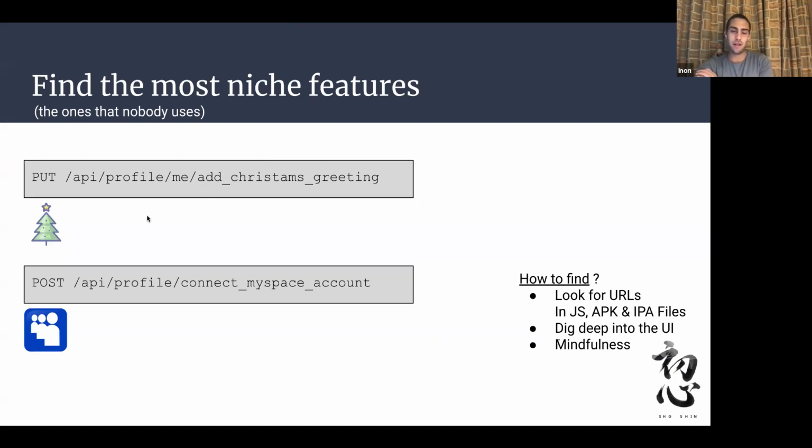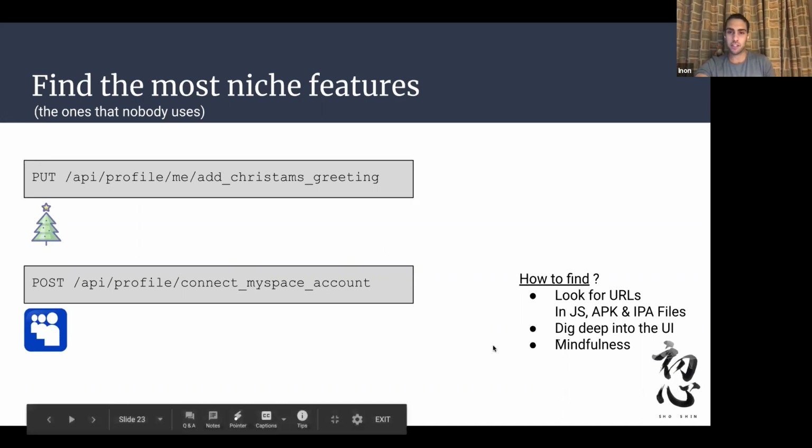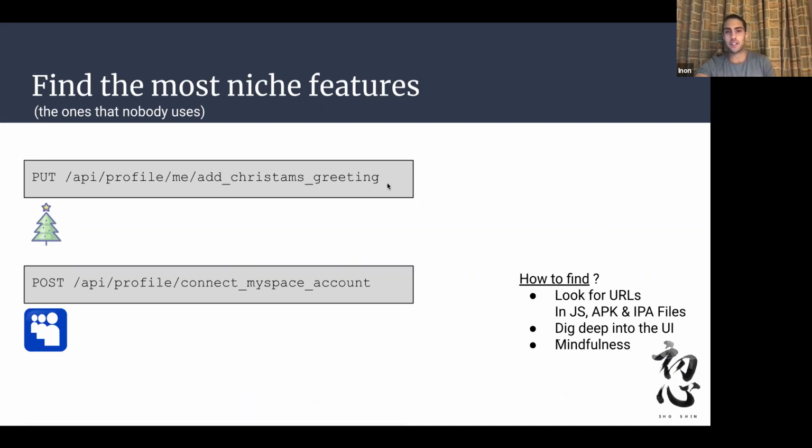Or if you have an application that allows you to connect your MySpace account, because nobody uses MySpace today, this endpoint of connect MySpace account is more likely to be vulnerable than connect Facebook account. And how can you find those niche features and niche endpoints? It would be beneficial to look for URLs in the JavaScript, APK, and IPA files.